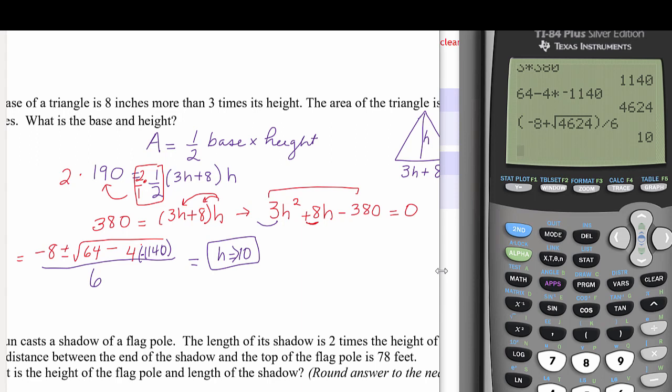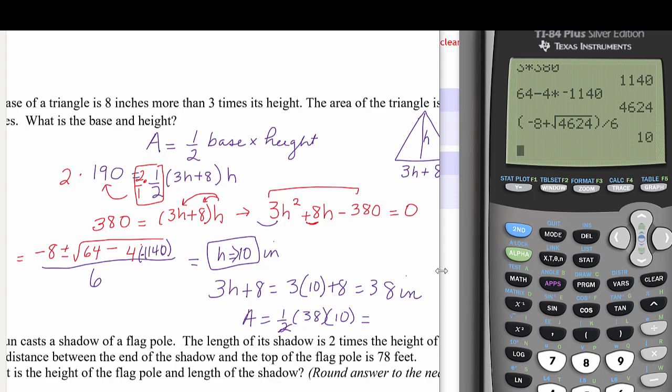So then what's the base? Well, remember the base was 3 times the height plus 8. 3h plus 8, right? So 3 times 10 plus 8, so 38. So 38 inches, and the height is 10 inches because everything's in inches in this problem. Yes? And so let's check that. If we do the area, 1/2 of the base times the height, 1/2 of 38 times 10.